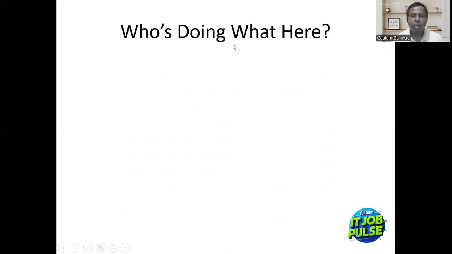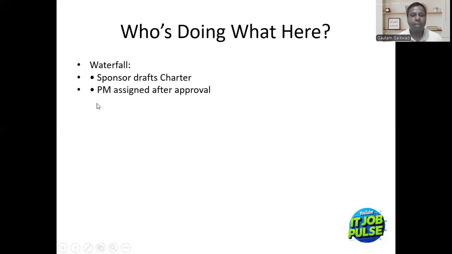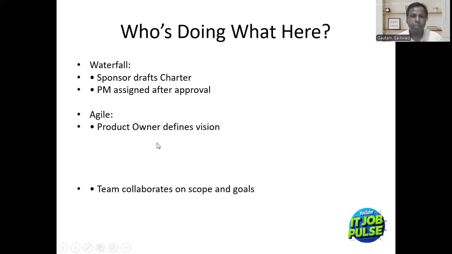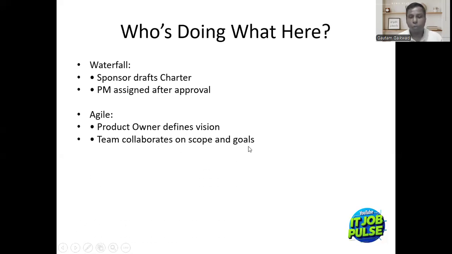Who's doing what here? Waterfall: the sponsor drafts the charter. The PM is assigned after the approval. In Agile, the product owner defines the vision instead of creating a charter. Here, we define a vision. The team collaborates on scope and goals. Team collaboration is done for scope and goals because the scope is evolving, the goals are also evolving.